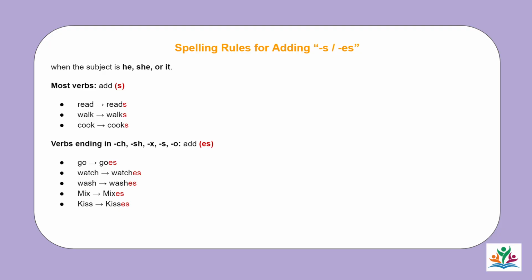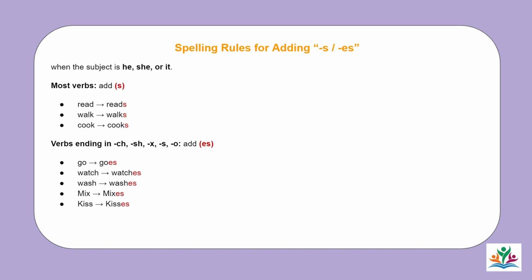Moving on to spelling rules for adding an s or es at the end of the verbs when we are talking, of course, about the subject he, she, and it. So for most of the verbs, we add an s at the end of the verb. For example, read, reads. Walk, walks. Cook, cooks. So basically here we added an s because we have subject either he, she, or it.